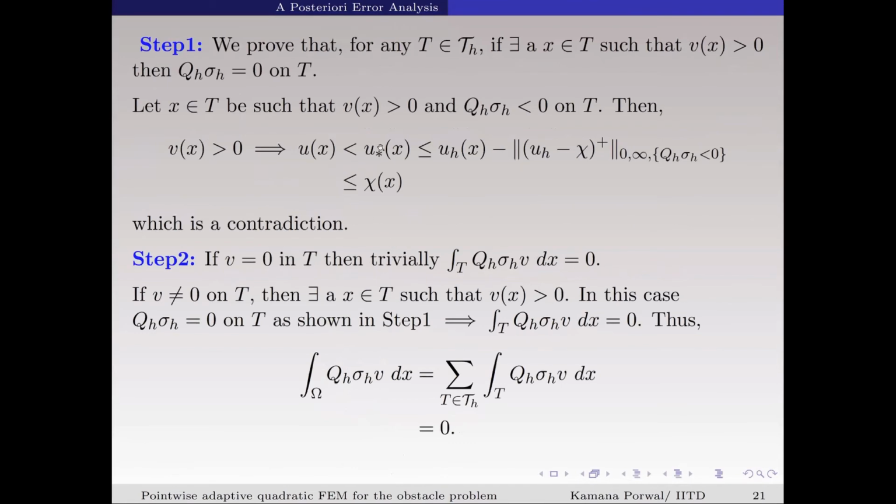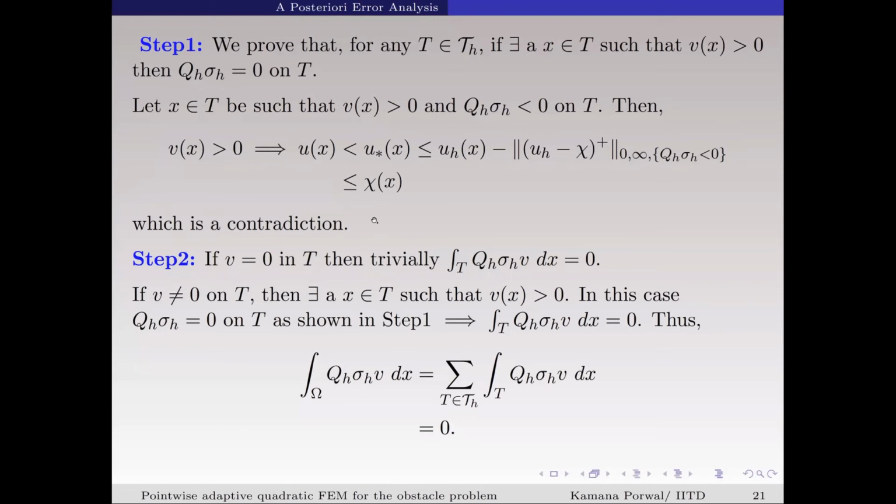Firstly, we prove that if there exists a point X in the interior of an element T where V is strictly positive, then QH sigma H is going to be 0 on that element. And we prove it by contradiction. If we have a point X in the element T where V of X is strictly positive and QH sigma H is strictly less than 0, then by using the definition of V, we can obtain that U is strictly less than chi at the point X, which is a contradiction because U is greater than or equal to chi of X.